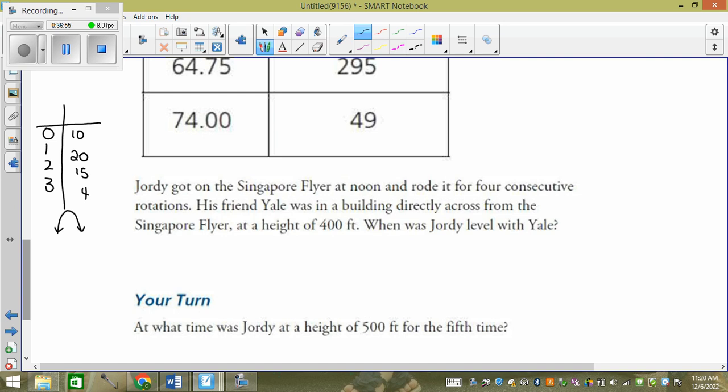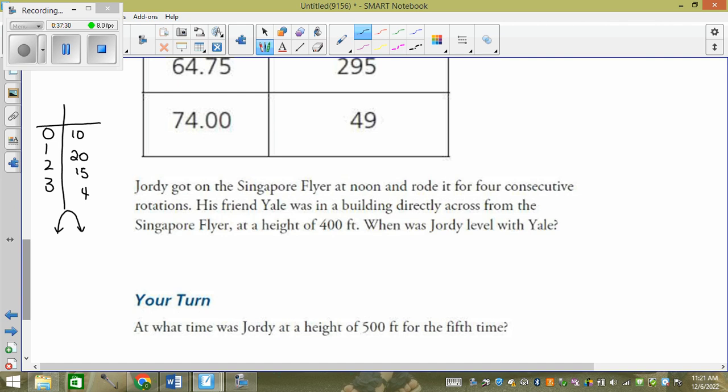And what do we always have to be in? Radians. Now, when I made it be between 0 and 100, I only see like 2.5 revolutions. So I need to see 4 full mountains, correct? So I try 150 and see if I can see it. That's 1, 2, 3, 4. 150 looks like it's a little bit more than 4, but I can see 4 full mountains, correct? And it wants to know all the times when Jordy is level with Yale.